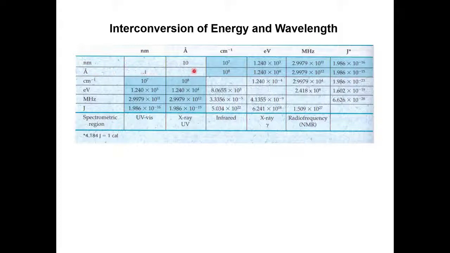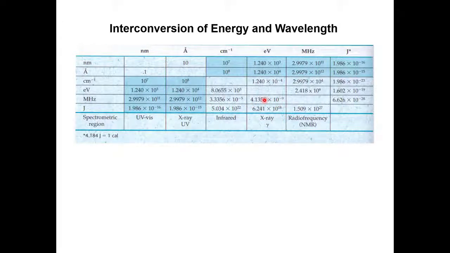For example, if I write it in nanometers, 1 nanometer corresponds to 10 angstroms and 10 raised to 7 centimeters inverse. Its corresponding energy is 1.240 into 10 raised to 3, its frequency would be 2.9979 into 10 raised to 11, and its energy in joules is 1.986 into 10 raised to minus 16. Similarly, if I choose any other column, such as centimeters inverse, it can be described in terms of nanometers, angstroms, electron volts, energy and frequency. The same is true for frequency, which can also be converted.